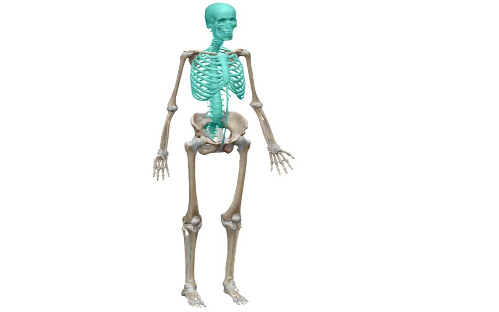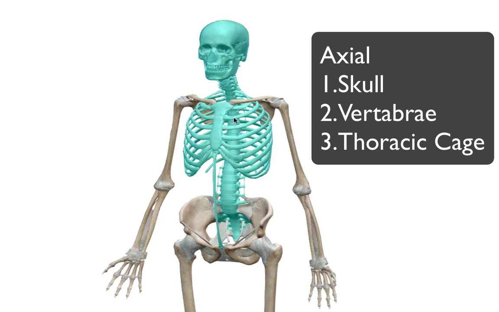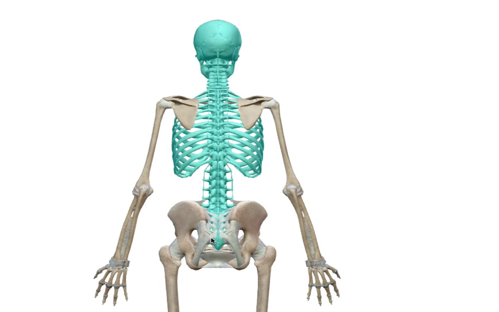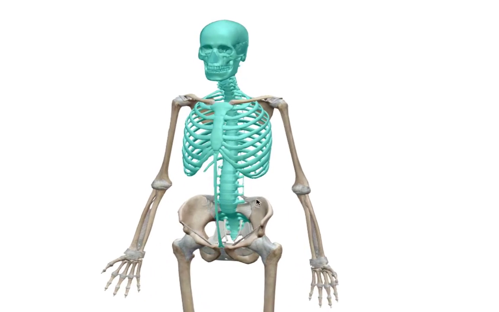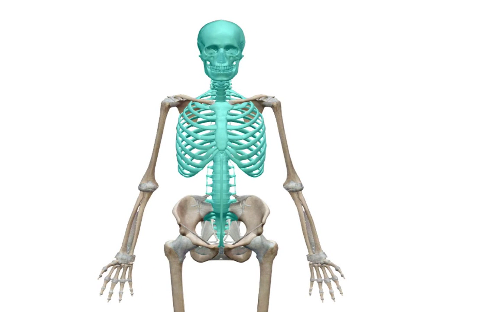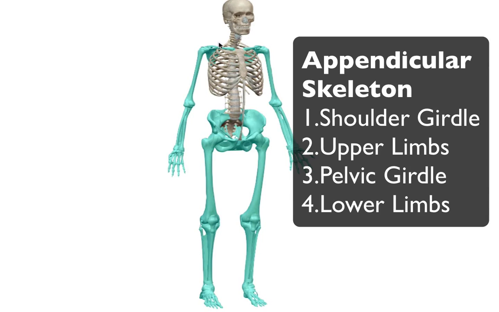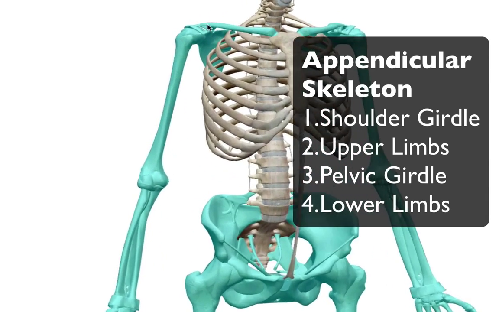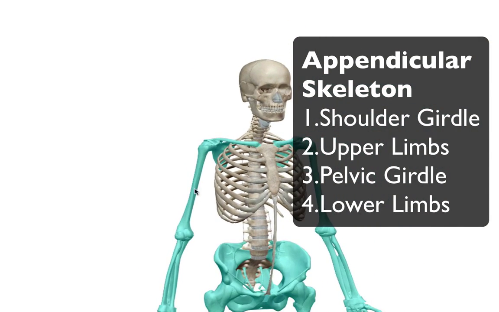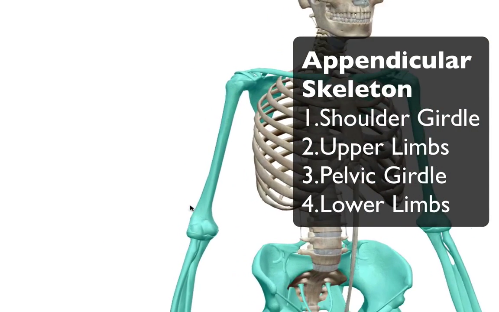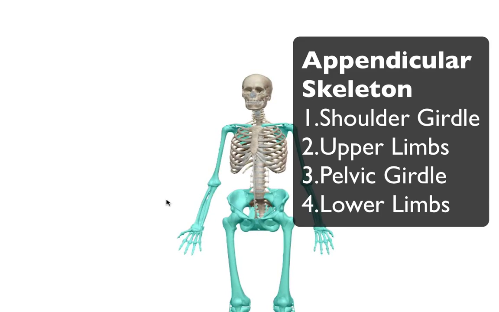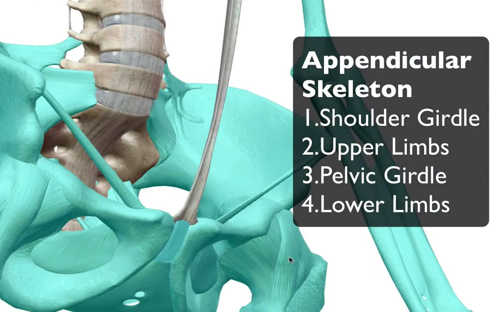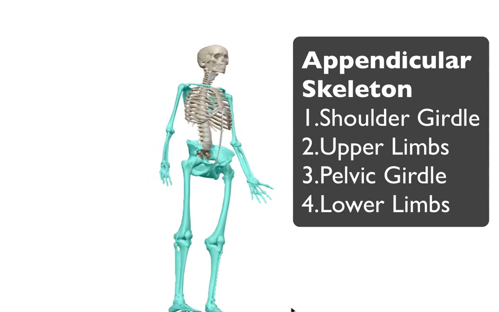Okay, so again, if I'm looking at the axial system, I'm looking at your skull, the vertebral column, which includes your sacrum and coccyx, and then the thoracic cage. And then if I'm looking at your appendicular system, then that's your shoulder girdle, okay? Your shoulder girdle, your upper limbs, your arms, and then your pelvic girdle, okay? And then your lower limbs, okay?